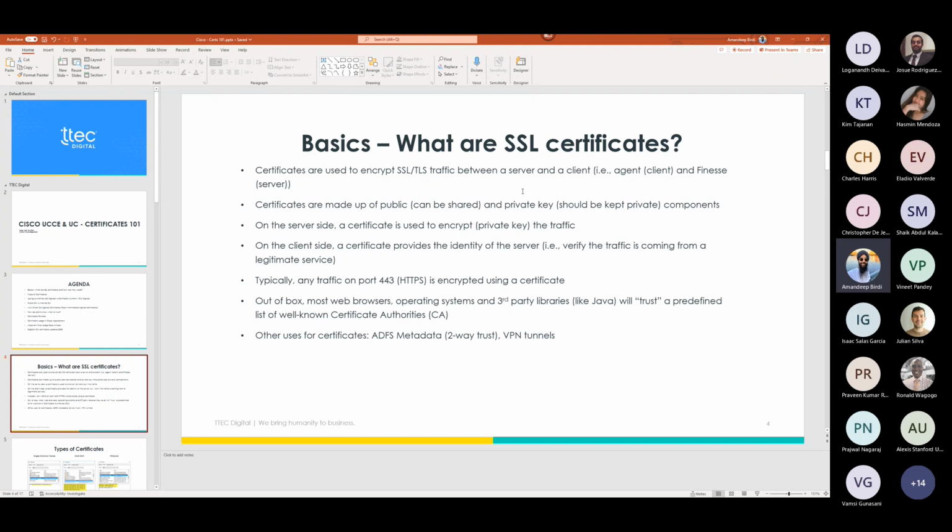In order for those two to communicate, they're using SSL or TLS communication. And you cannot use SSL or TLS connections without a certificate. Certificates are a fundamental need for setting up encrypted traffic, right? Certificate on the server side is what provides the encryption. On the client side, it confirms for the client that this traffic is coming from a legitimate or a valid verified entity, right?